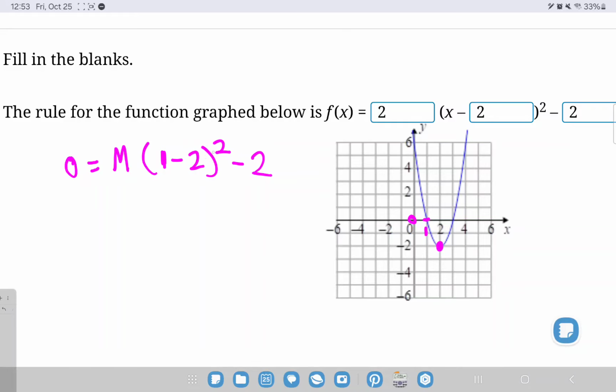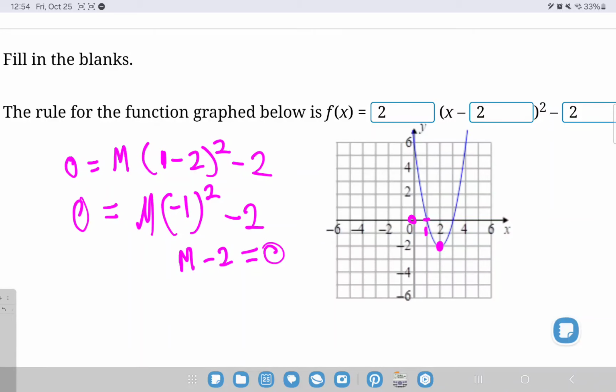So 1 minus 2 squared, so this will be negative 1 squared, minus 2, multiplied by m gives you 0. So let's see. Negative 1 squared is 1. 1 times m is m. Minus 2 equals 0. So now m, you move this to the other side, equals 2. And we found m, which is this value over here. See? It's that easy.